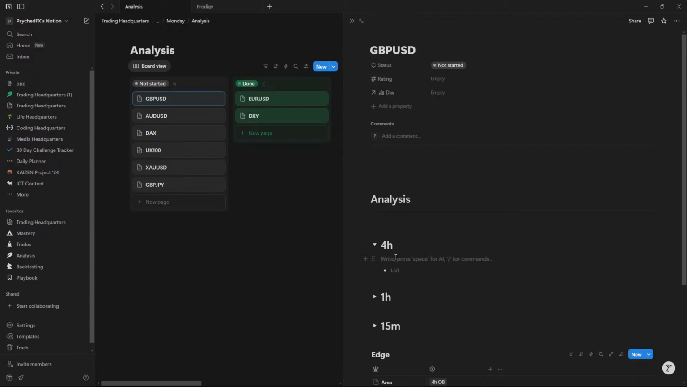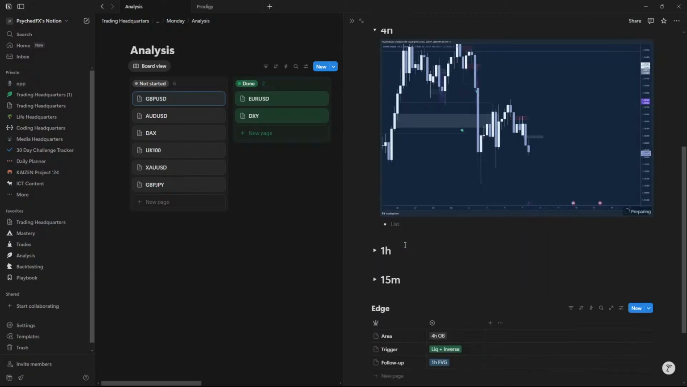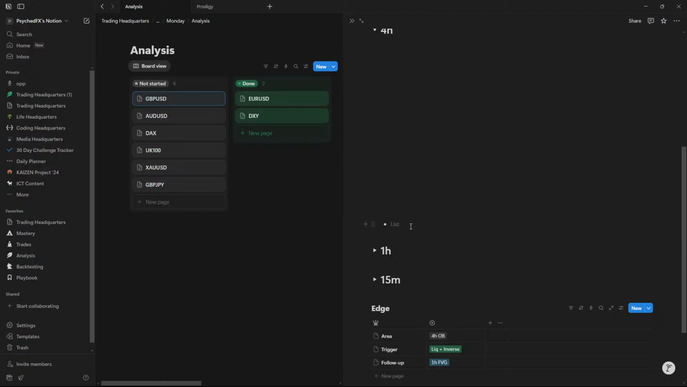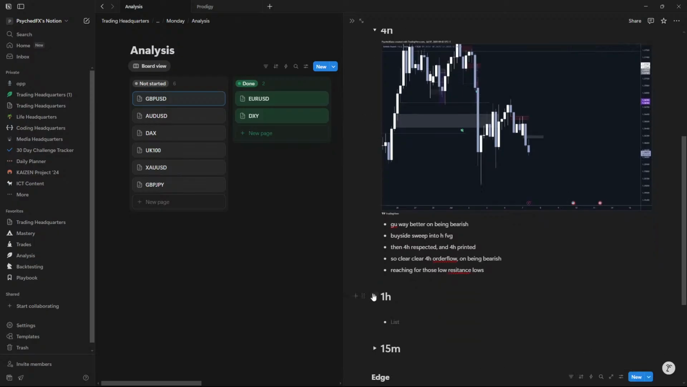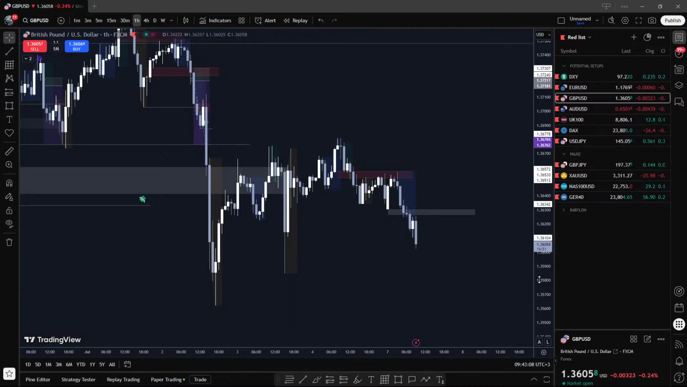It's the same as when we traded GU on one day when GU went to 15 hour and euro went to like 34. GU is way better on being bearish. Buy side sweep into 4 hour AVG, then 4 hour respected and 4 hour printed. So clear 4 hour order flow on being bearish, reaching for those low resistance lows. But GU is definitely going to be one of the pairs I'm looking to trade today.